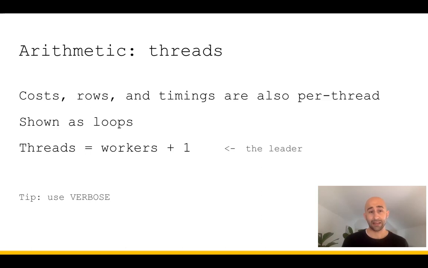So yeah, a tip here is to use verbose. That can give you some extra information, thread-related information, as well as a few other useful things, at the cost of making the output more verbose. But yeah, useful for in-depth performance analysis.